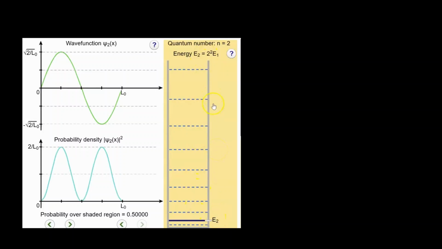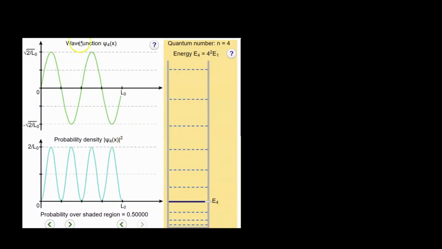The energy value E2 is equal to 4 times E1. E3 has 3 antinodes, and the energy E3 is equal to 9 times E1. This is the energy level 4 corresponding to this wave function, and it's equal to 16 times E1.